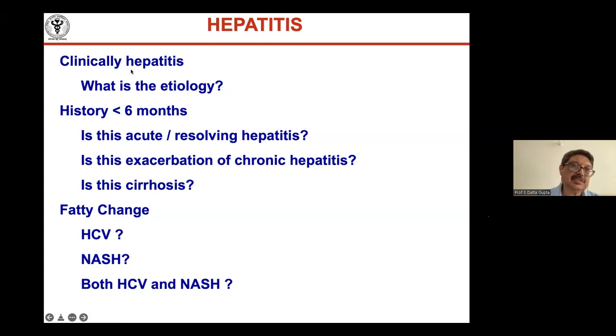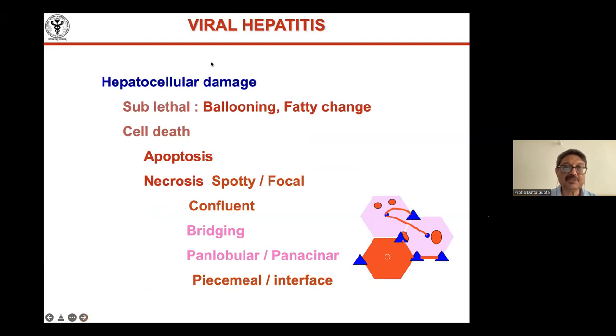Now let's take this history. So, clinical hepatitis: what is the etiology? If it is less than 6 months, whether it's acute or resolving, whether there's exacerbation, whether there's fatty change, and so on, we find it in every biopsy.